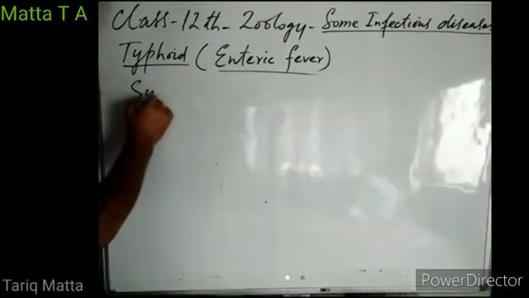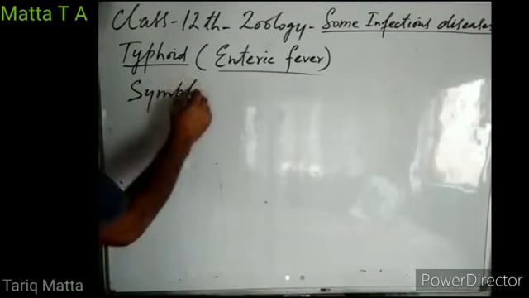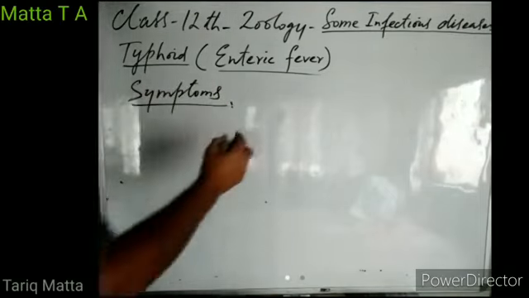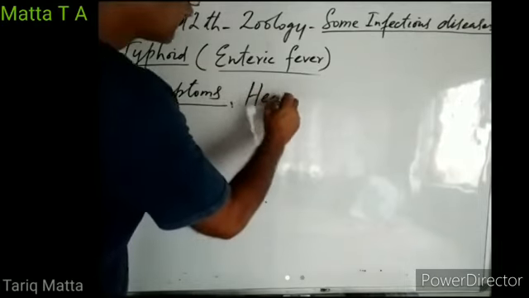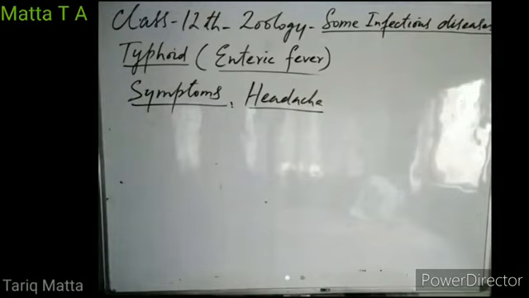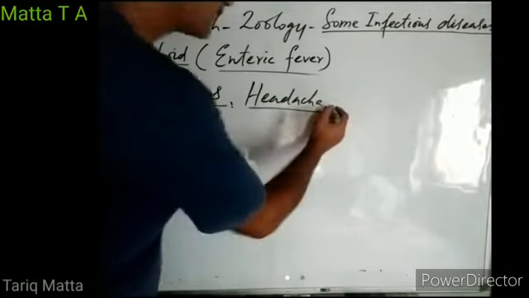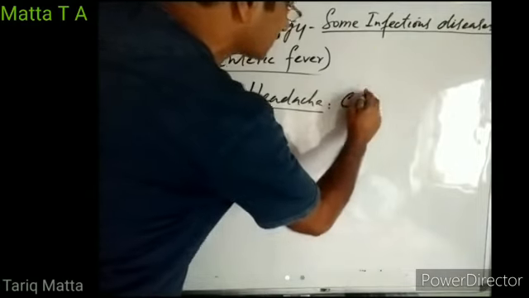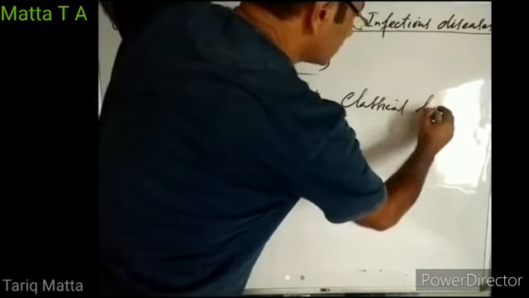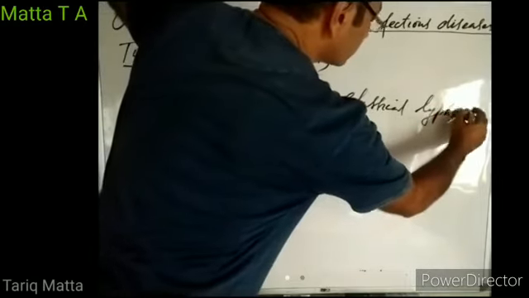Symptoms of the typhoid. The first symptom in case of typhoid is headache. A person suffers from continuous headache. This headache is not specific, but after this headache, the person develops classical typhoid fever.